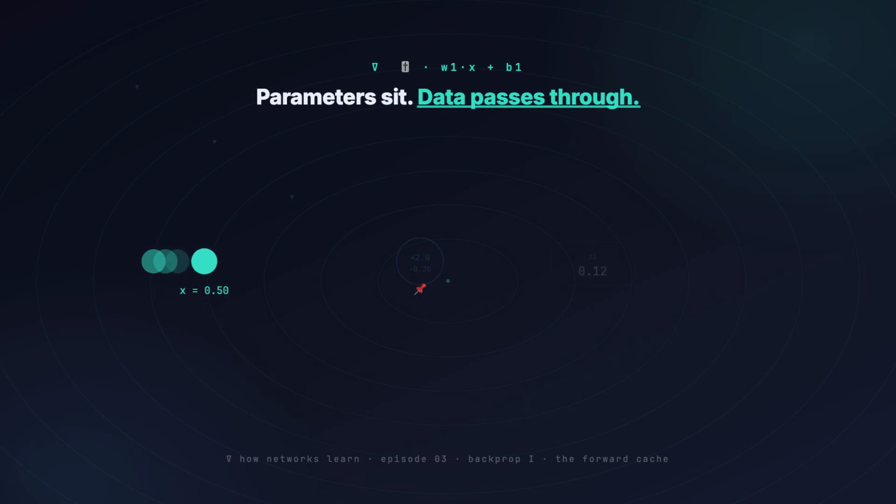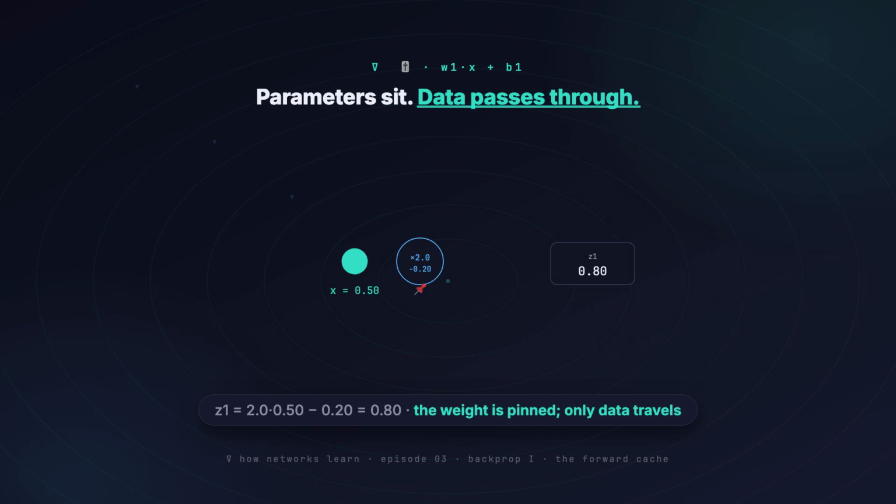The misconception here is that the weight and bias are inputs too, that they flow alongside x. They don't flow, they sit. The parameters are stationary, the data passes through them. But, and this matters next episode, the network still caches the input x, 0.50, because to know how much W1 should change, you'll need to know what W1 was multiplied by. The input is a node too.